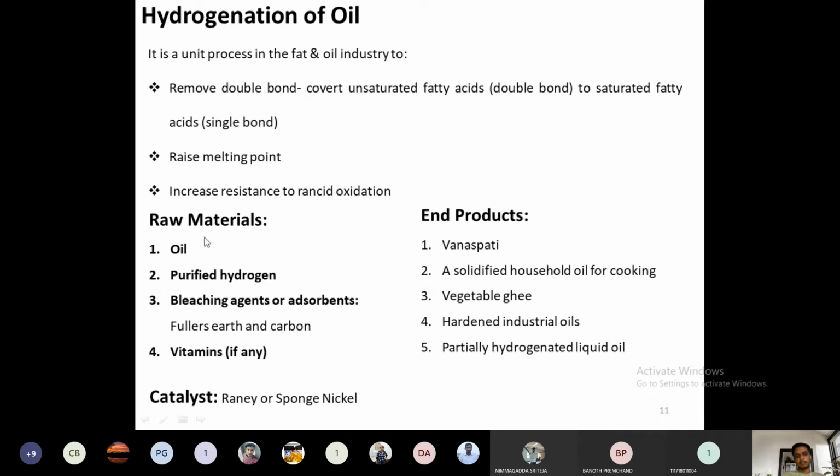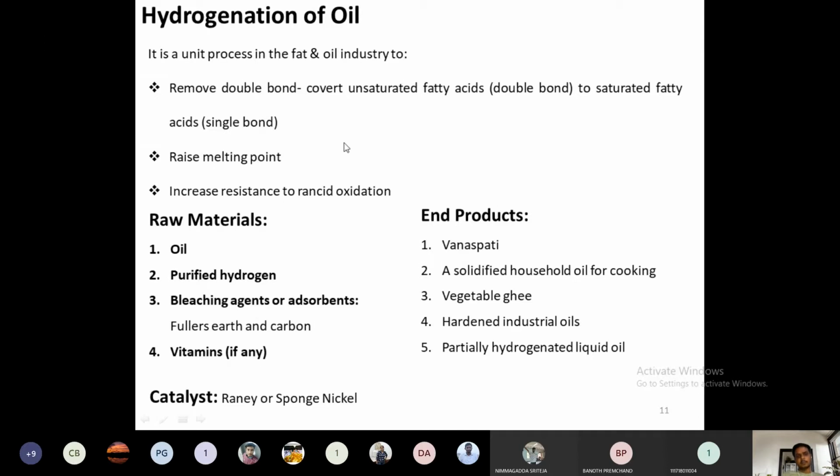Obviously, oil is required for this hydrogenation process. The next one, purified hydrogen, is required as a raw material in order to add hydrogen to the oil. Then bleaching agents or adsorbents like Fuller's earth. The oils will have many off colors or uncertain colors, so in order to remove those colors, we have to decolorize the oil. We use Fuller's earth as a filtration aid and carbon as an adsorbent. Then, if required, some vitamins are added to the respective oils.